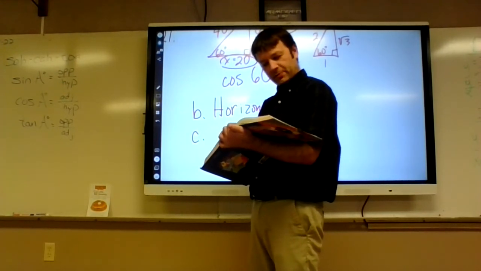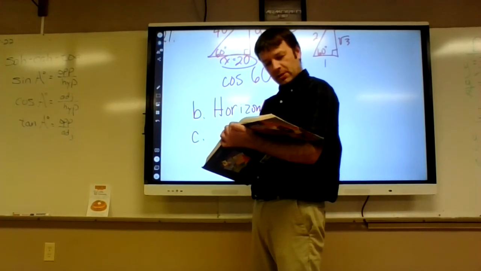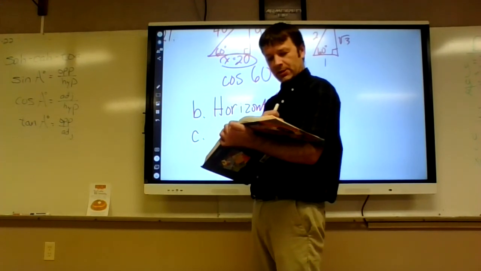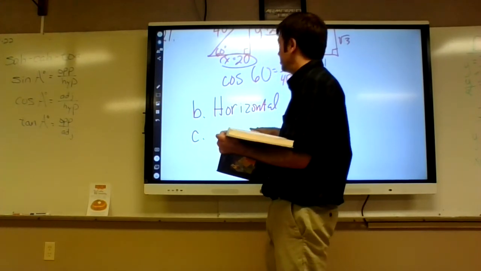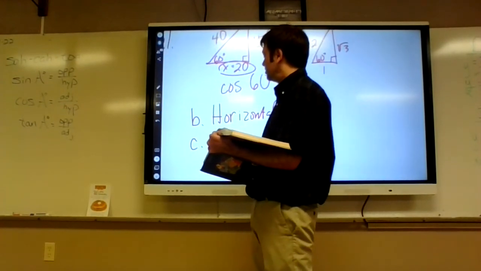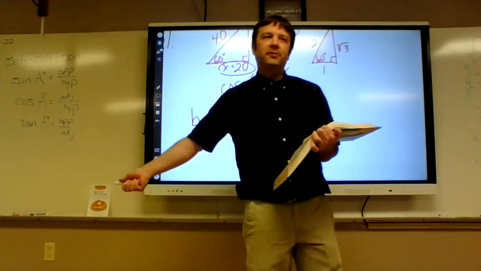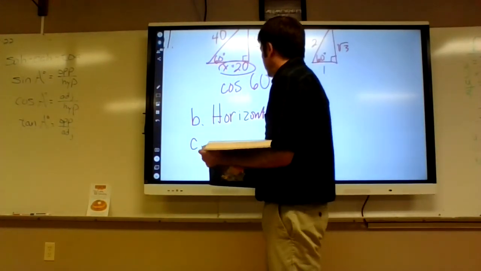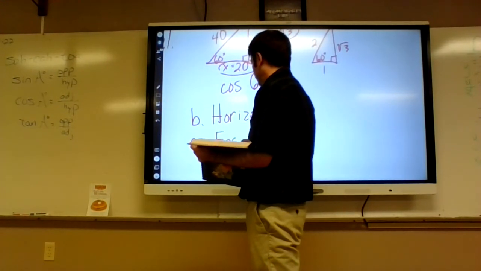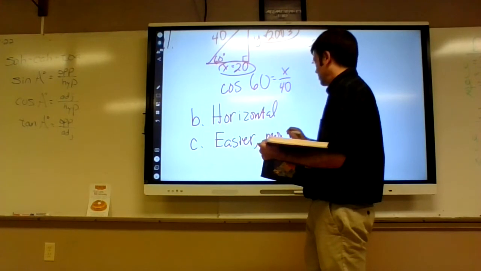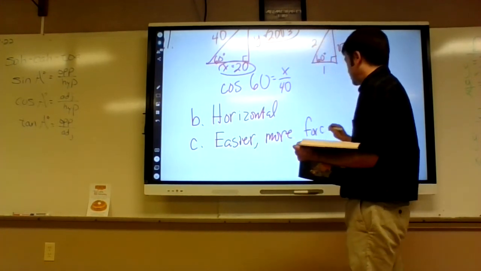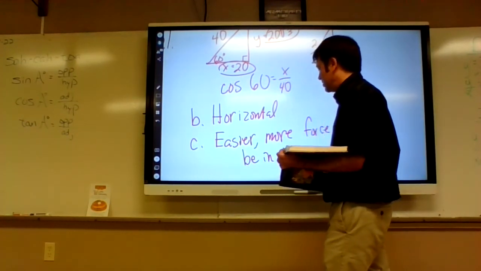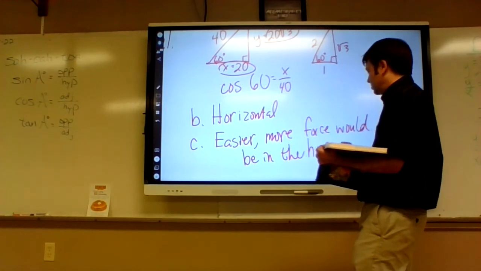Okay. If the rope made a 50-degree angle with the ground rather than a 60, would the wagon pull be easier or harder? Easier. Why? Because it's lower to the ground. Yeah, because most of your force would be in the horizontal, right? Instead of pulling up one way. See, you didn't have to use my special calculator for that, you just had to use your special brain. More force would be in the horizontal.